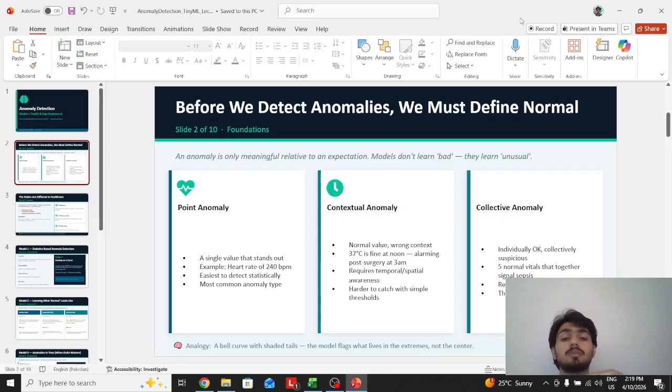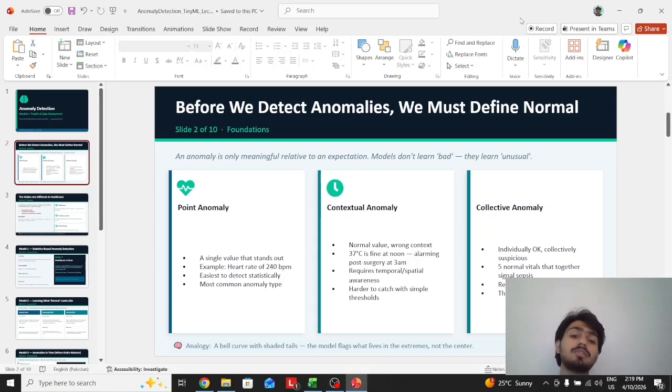There are three types of anomalies generally: point, contextual, and collective. Point anomaly, the one we discussed in the context of medical, the heart rate of 240 beats per minute. It is easiest to detect statistically and is the most common anomaly type.